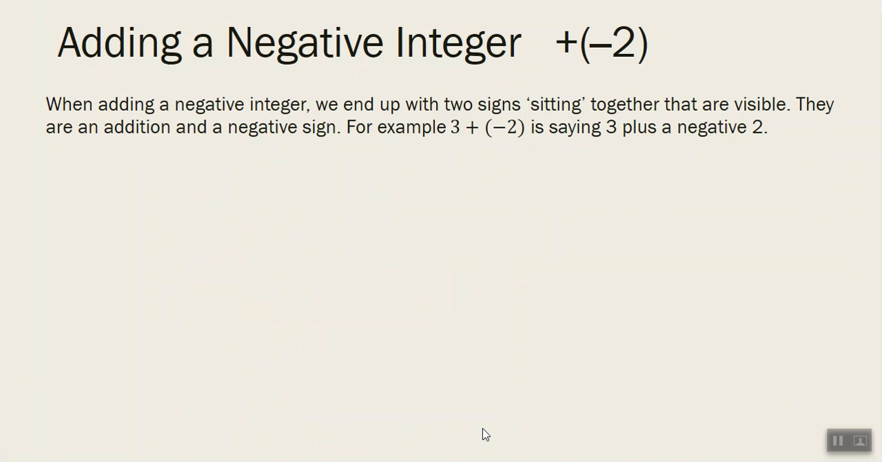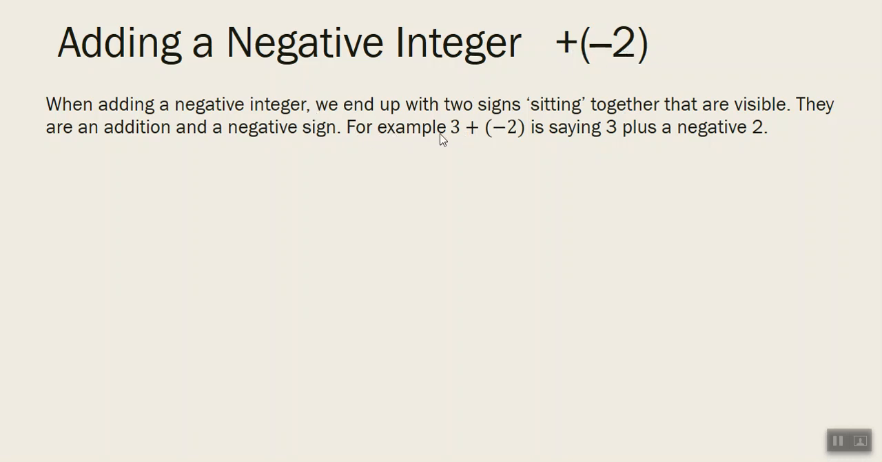Okay, so now let's look at adding a negative integer. Okay, this was part of our heading for this lesson. So just write this subheading down. Now let's read through some of these notes. So when adding a negative integer, we end up with two signs sitting together that are visible. They are an addition, so there's the plus sign, addition sign, and a negative sign, and there's our negative 2.